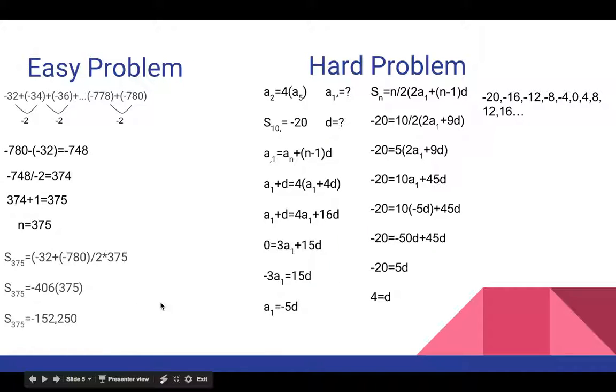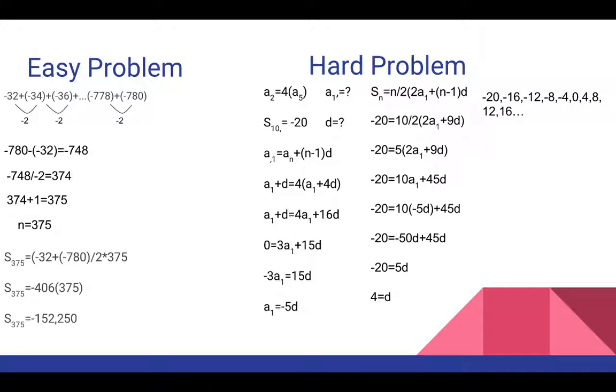Okay, so now we're going to try a harder problem. What we know here is that a2 is equal to 4 times a5. So it's 4 times bigger than that. And we don't know what a1 is, and we know that S of 10 is equal to negative 20, and also we don't know the common difference.